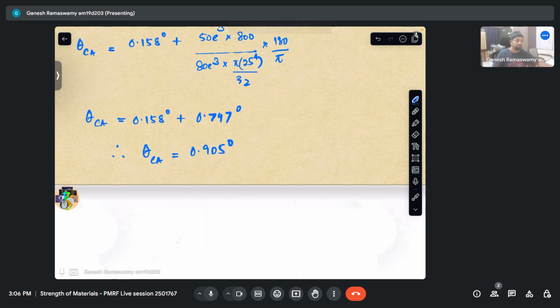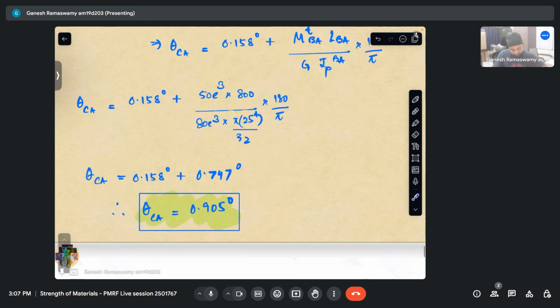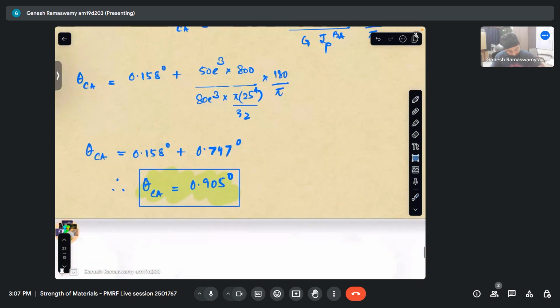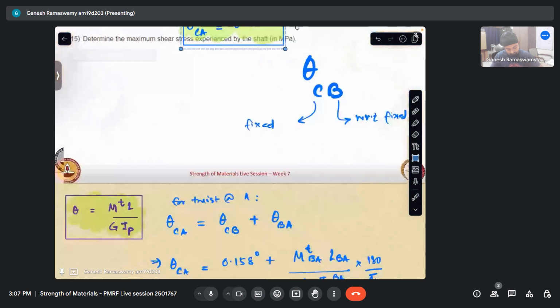This is the twist at A, the maximum twist at A with respect to the fixed end. Here we are able to see that this quantity is much higher than this. Why? Because that portion is much smaller in its diameter, so it will twist more, whereas this is on the higher side. All right, so this is done. So this comes out to be this much.